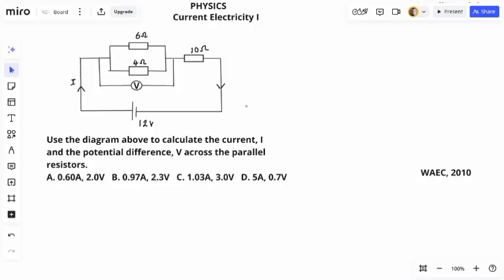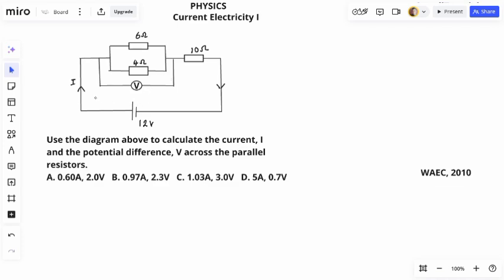Okay, let's answer this question under circuit analysis, or current electricity. Let's use the diagram above to calculate the current I and the potential difference V across the parallel resistors. So we should calculate this current here, labeled I, that flows in and flows out here, and then calculate the potential difference, the voltage across this parallel resistor, 6 ohms parallel 4 ohms.